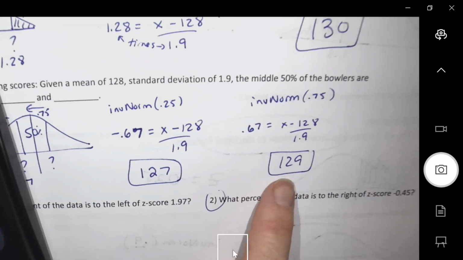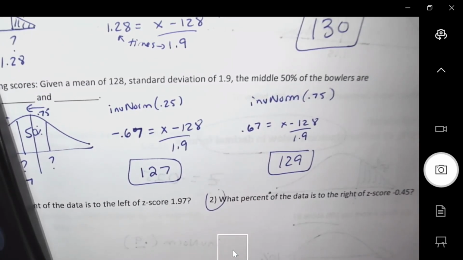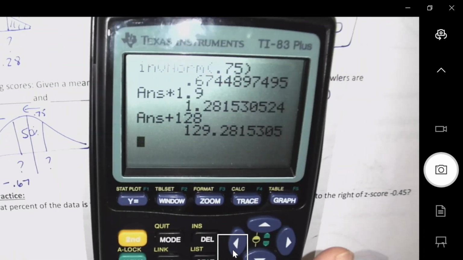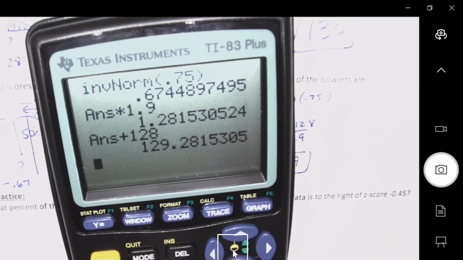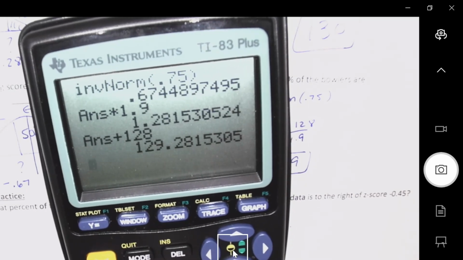Did you get it? 129? Yeah. Yep. Okay. So this is what mine looked like straight onto my calculator. I got that, and I just went times, answer, add, answer.